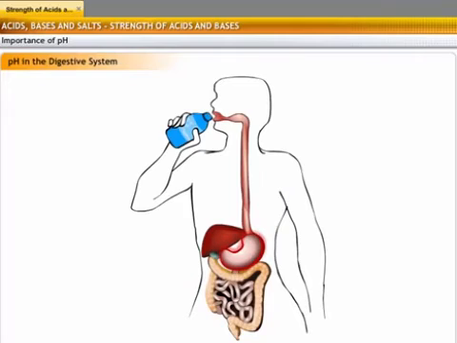Sometimes, when you eat too much or eat the wrong kind of food, an excess of acid collects in the stomach and causes indigestion. Antacids like milk of magnesia are mild bases that neutralize the acids in the stomach and aid digestion.